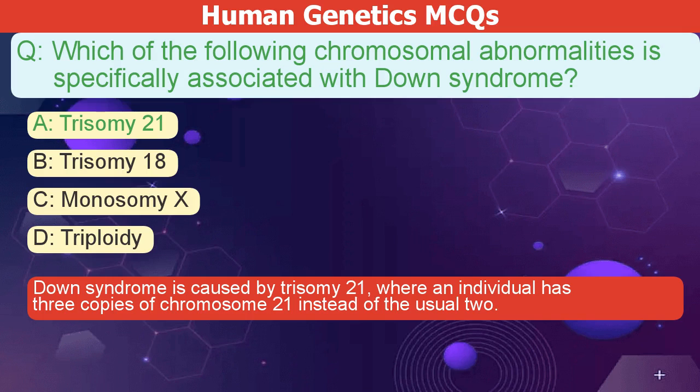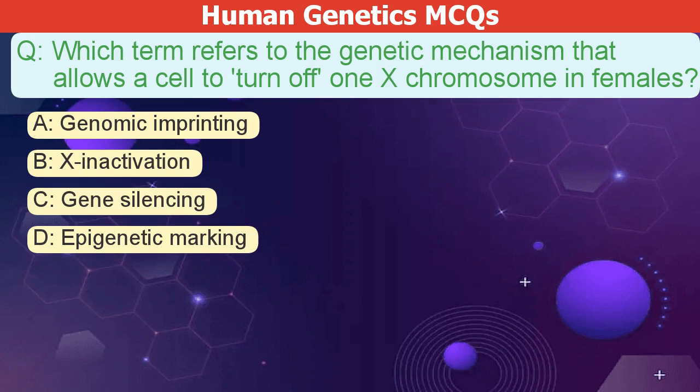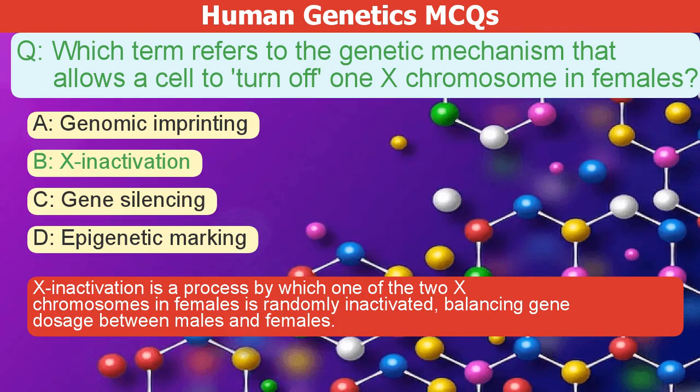Which term refers to the genetic mechanism that allows a cell to turn off one X chromosome in females? A. Genomic imprinting. B. X inactivation. C. Gene silencing. D. Epigenetic marking. The correct answer is B. X inactivation is a process by which one of the 2 X chromosomes in females is randomly inactivated, balancing gene dosage between males and females.